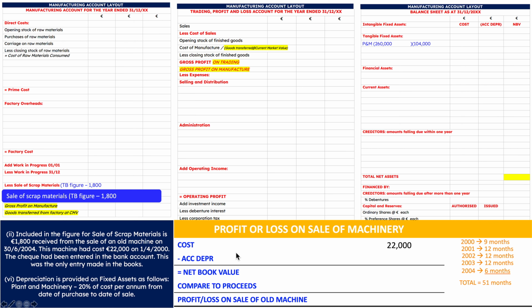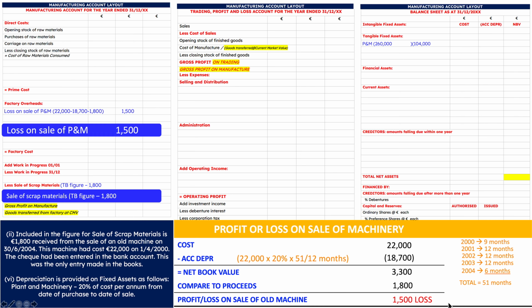So how much does that relate to then for depreciation for this 22,000 machine? So 22,000 by 20% depreciation by 51 over 12 months, and that is €18,700 accumulated depreciation over that old plant and machinery lifetime. That gives us a net book value of €3,300. When we compare that to the proceeds of €1,800, we get a 1,500 loss on sale of machine there. So that's that.